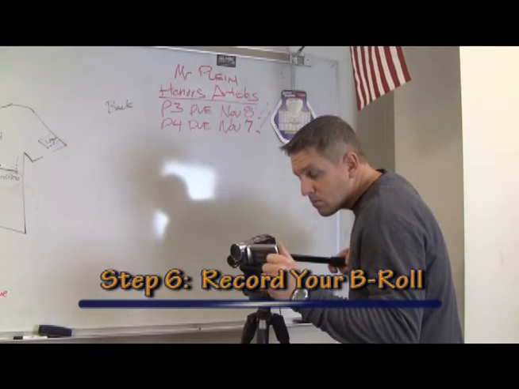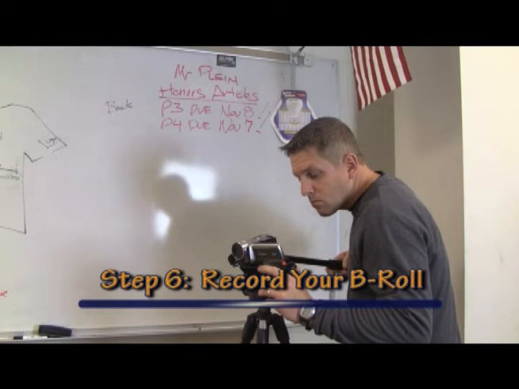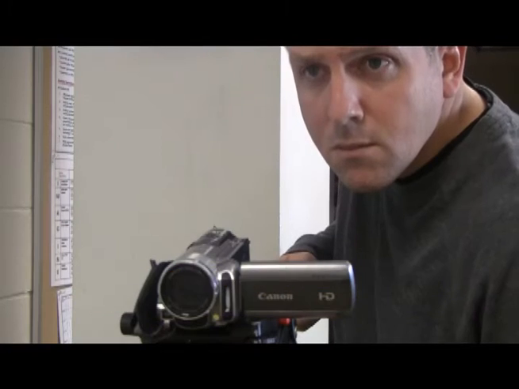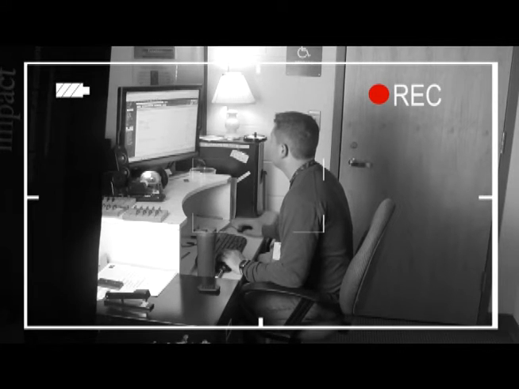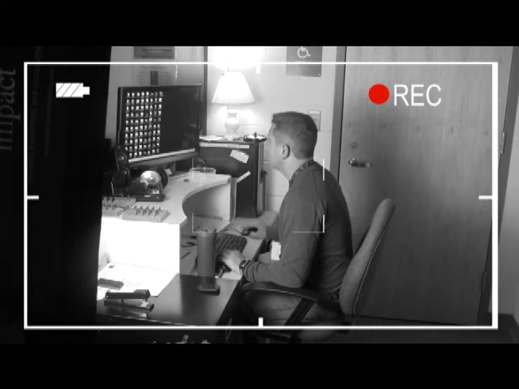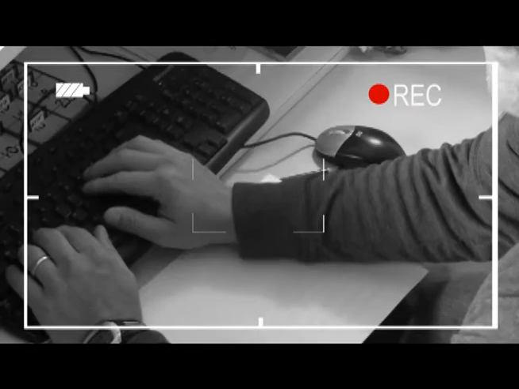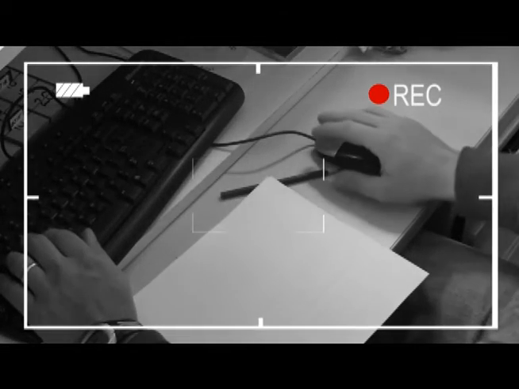Step six, record your B-roll, or in other words, your video, that will cover parts of your voice. It's best if you shoot in sequences. Show continuous action when you are talking about one particular thing. In other words, start with a long shot to give your audience an idea of the location, but then use close-ups to show detail.